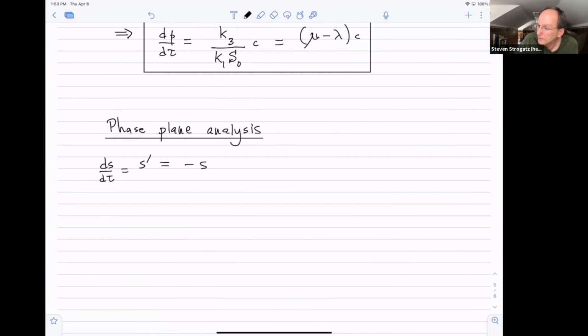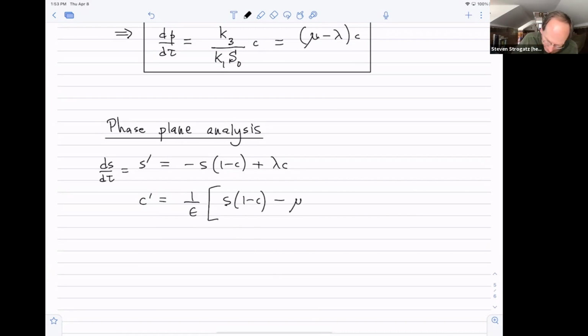minus S times 1 minus C plus lambda C, and C prime is 1 over epsilon times S times 1 minus C minus mu C.